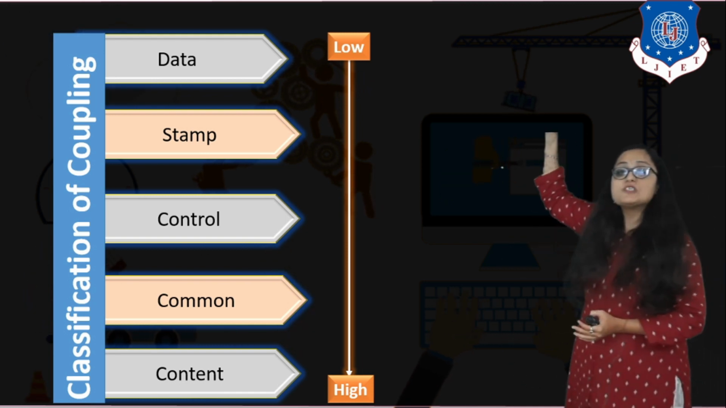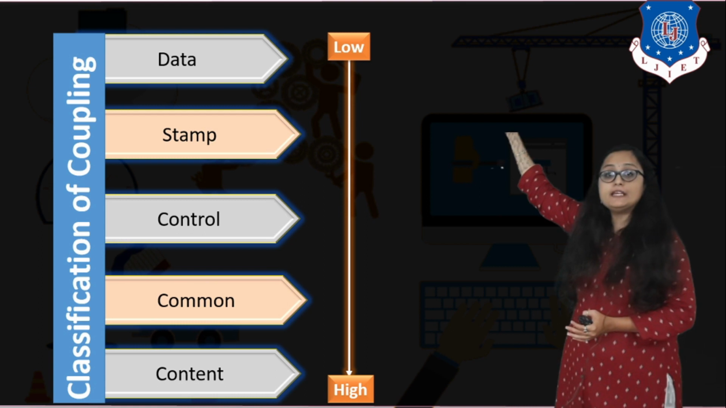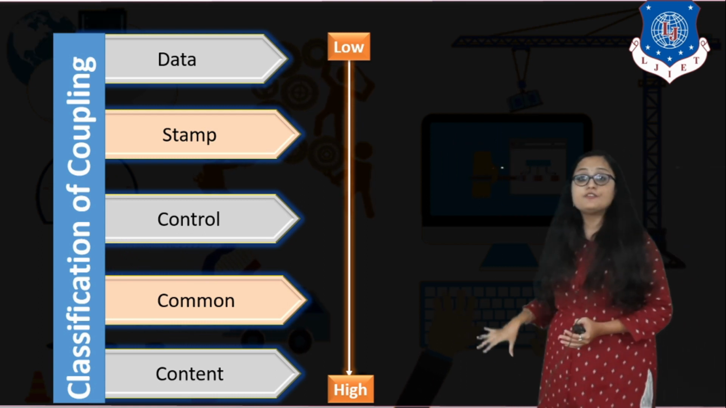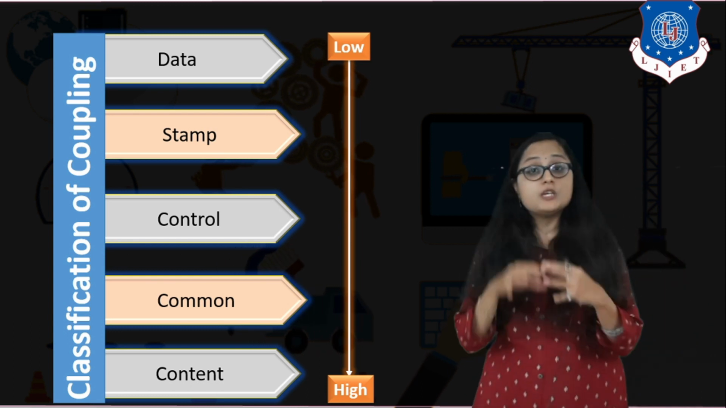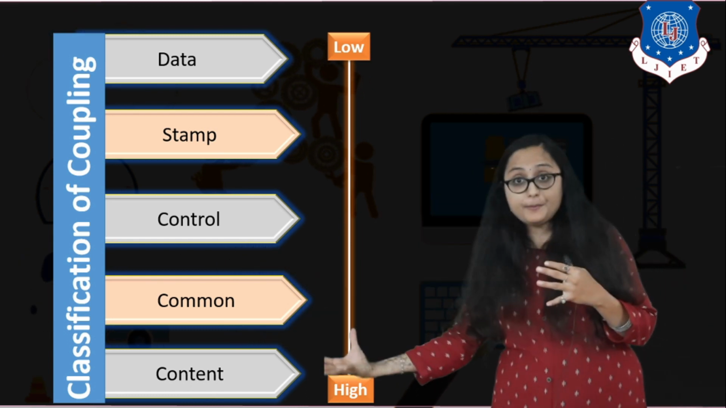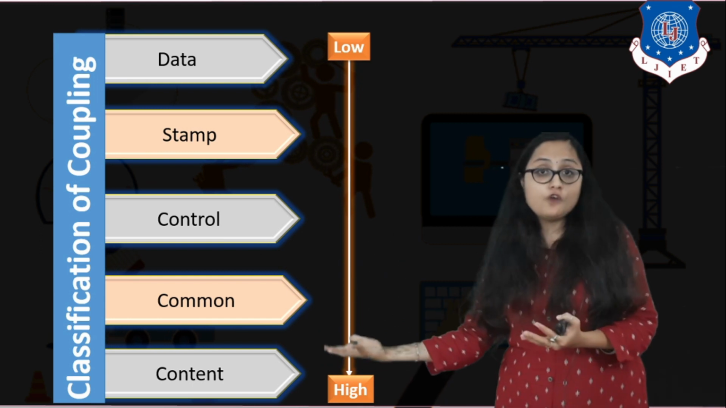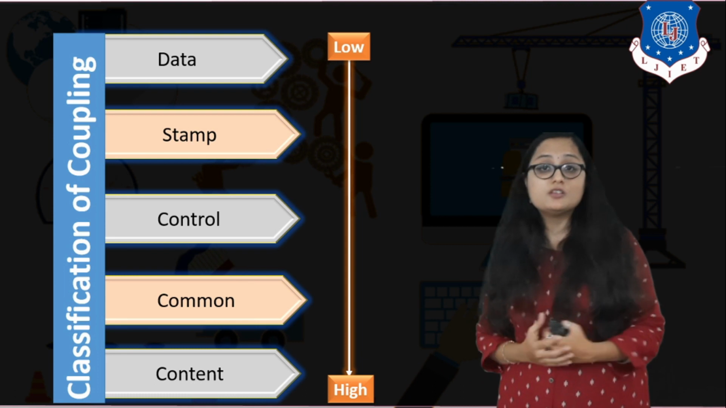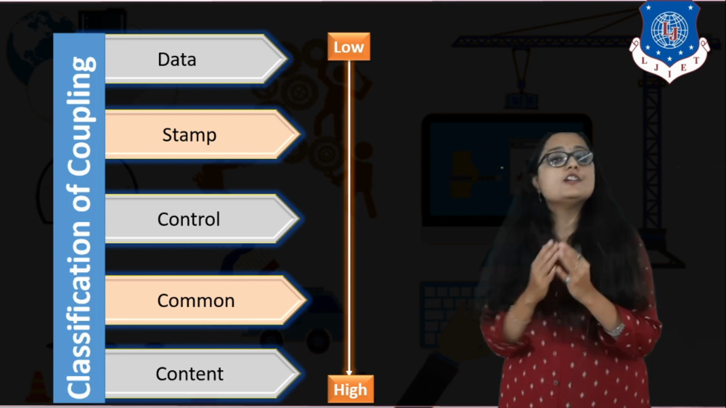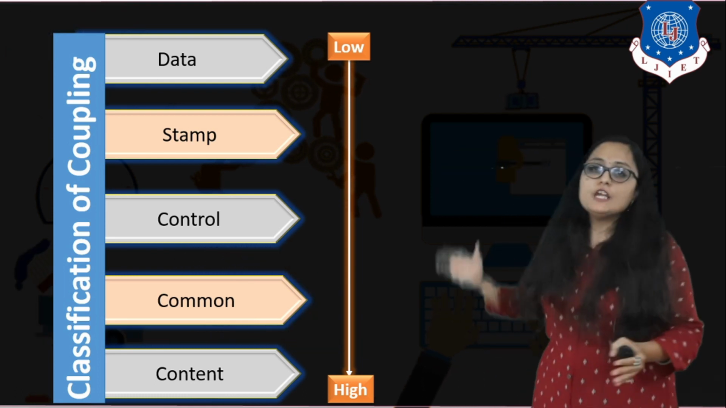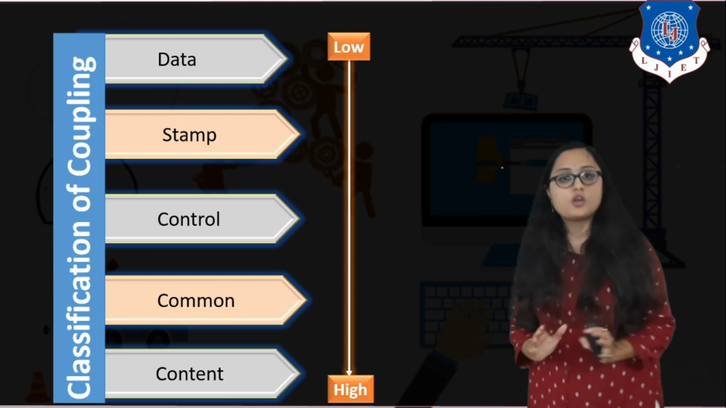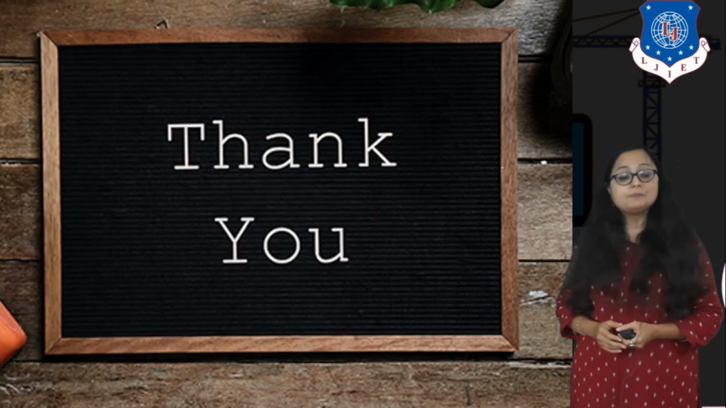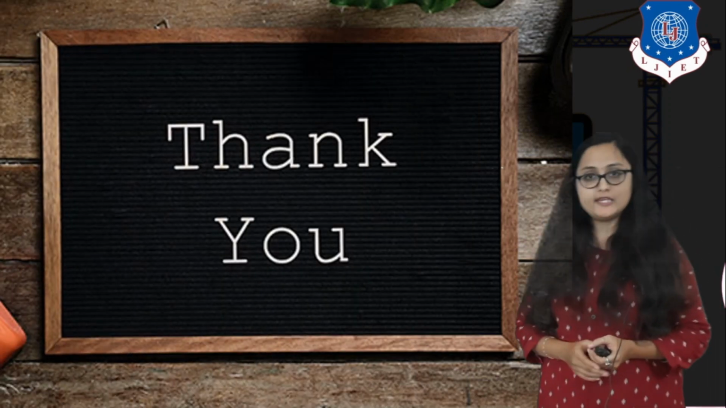So, the severity of coupling from low to high is from data coupling to content coupling. If you are using content coupling, it means that you are accessing the private data of another module and are able to change it, and that sort of interdependency is very bad. Instead, if you are only passing the data, then it's okay, right? So, this was all about the classification of coupling, and this was all about today's lecture. Thank you.